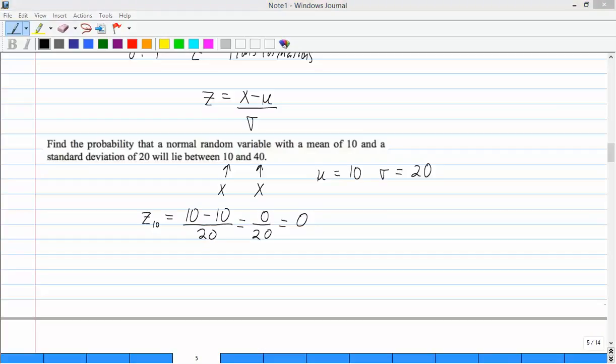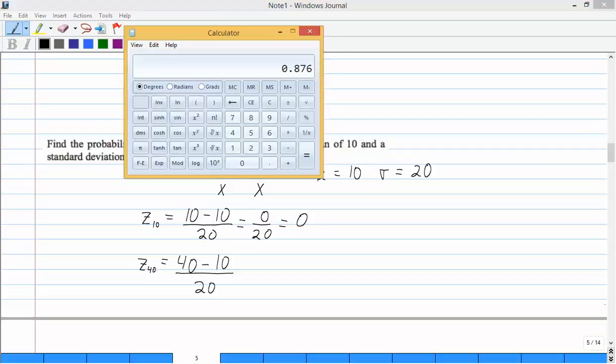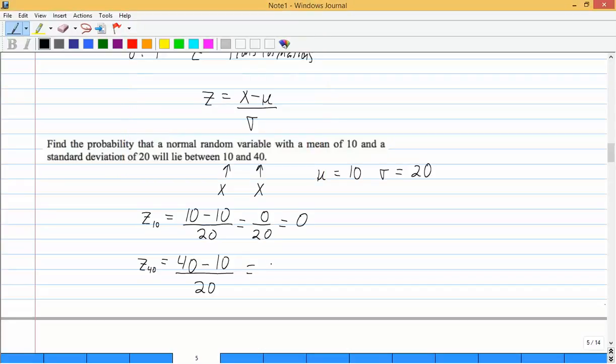So for x equals 10, we're going to have a Z-score of 0. All right. Now we need to find a Z-score for 40. So I'm just going to notate this Z sub 40 to keep me straight. That's equal to 40 minus, now remember you got to subtract the mean, so 40 minus 10 divided by 20. All right, so that's going to be 30 divided by 20, or 1.5, which we could write as a Z-score of 1.50.